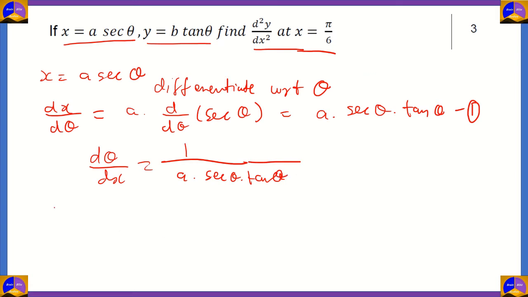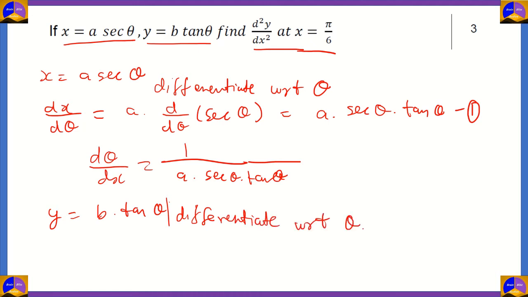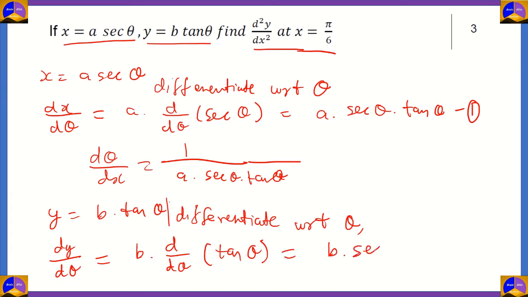Now let's move on towards y. Y is given as b times tan theta. So now we have to differentiate with respect to theta. So you will get dy by d theta is equal to b times d by d theta of tan theta. So that is equal to b times sec squared theta. This is equation number 2.